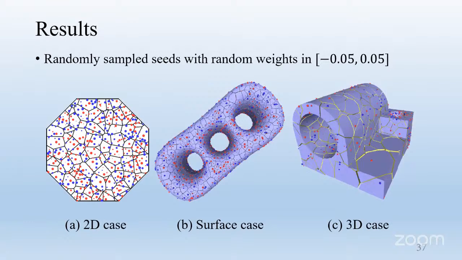This is another group of results. The seed locations and the weights are both randomly generated. Some weighted seeds that have empty power cells are still shown in the three figures.